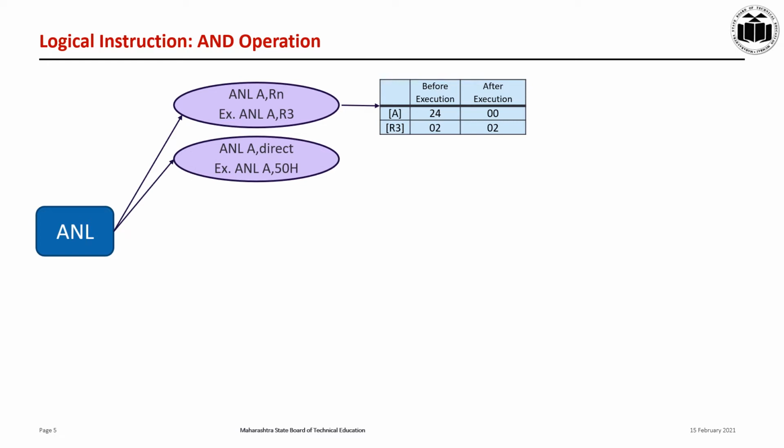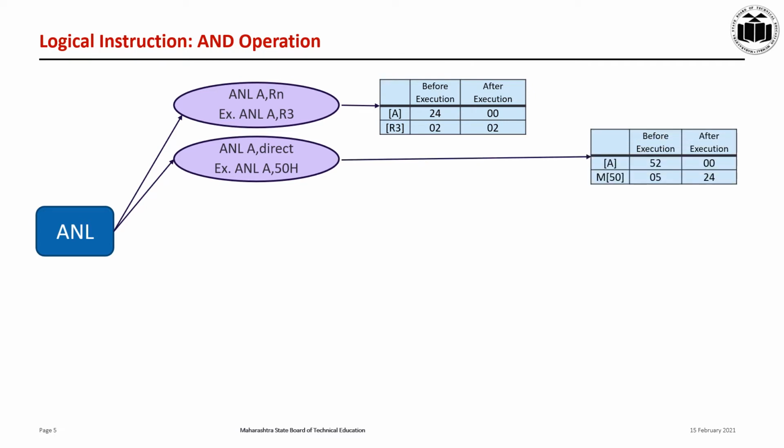ANL A, direct. This instruction ANDs the content of the direct internal memory address given in the instruction with the accumulator and stores the result in the accumulator. For example, ANL A, 50H. If the accumulator contains 52H and memory location 50H contains 05, then after the AND operation the result is 00, which will be stored in the accumulator.